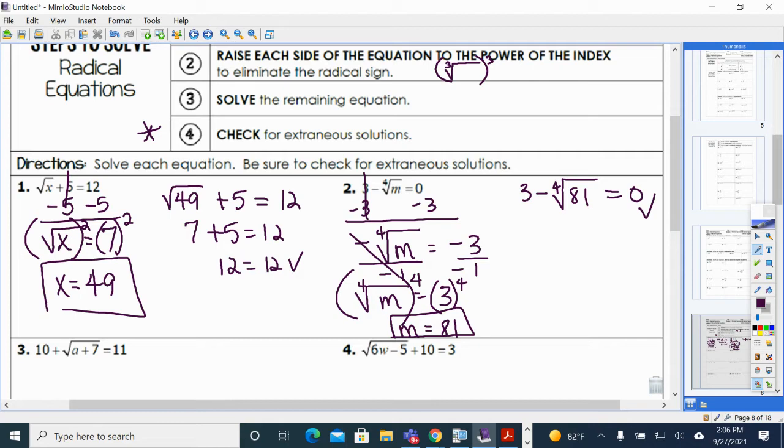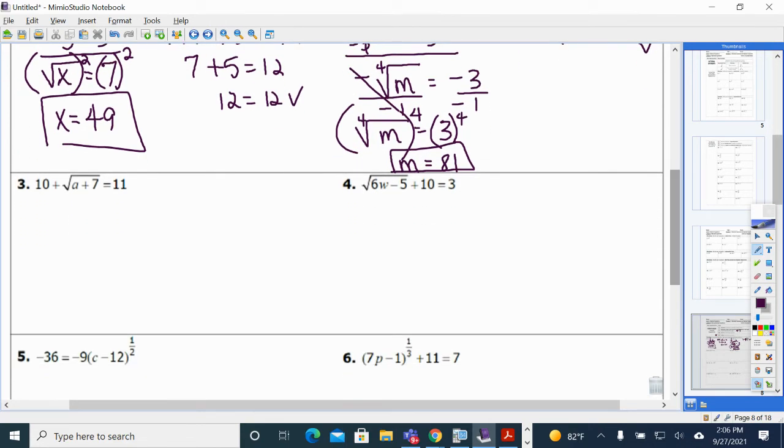All right, let's jump down to number 4. The square root of 6w minus 5, plus 10, is equal to 3. So isolating this radical, we're going to get rid of the 10. It's a positive 10, so we're going to subtract 10. And we get the square root of 6w minus 5 is equal to 3 minus 10, which is negative 7.